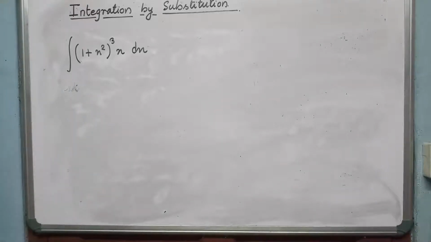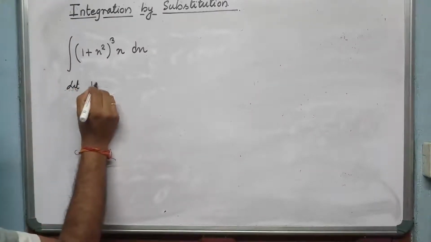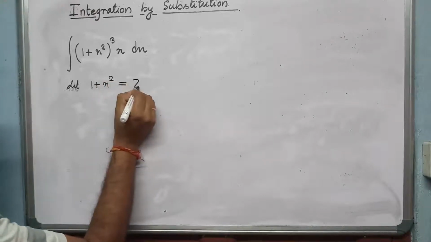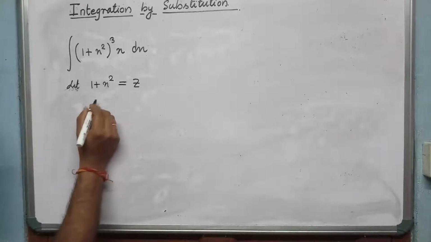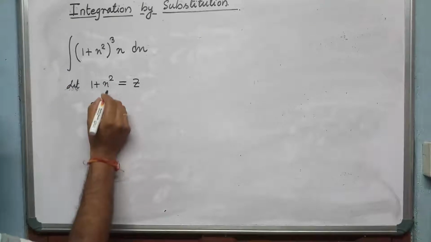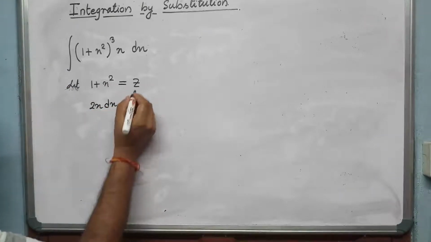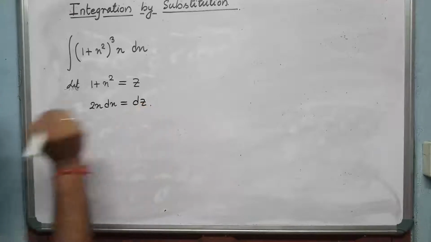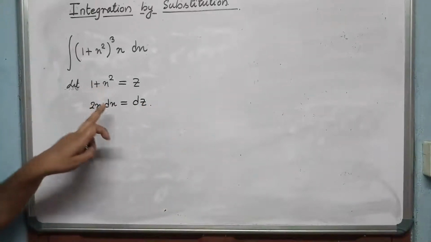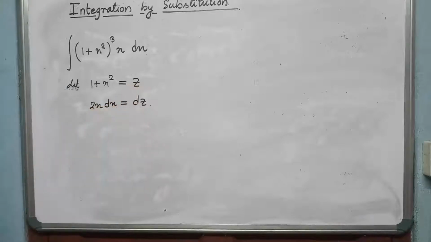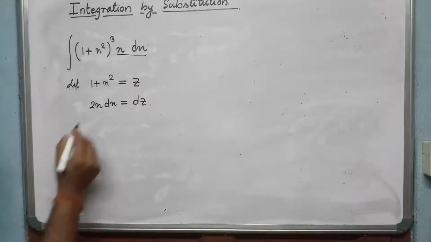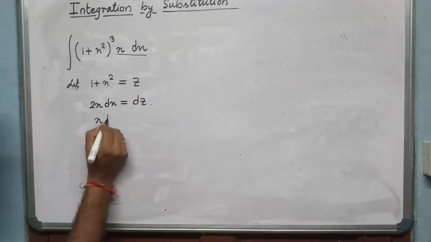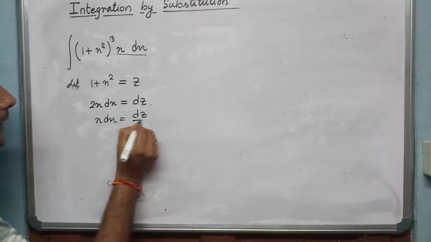Now say, let 1 plus x square equals to z. After that, you have to differentiate this function. Derivative of 1 is 0. Derivative of x square is 2x. Then always after the derivative you have to write dx, and the derivative of z is dz. This way you have to differentiate. What we required? Its derivative, x dx. Now we have over here x dx. Now x dx is equals to dz by 2.